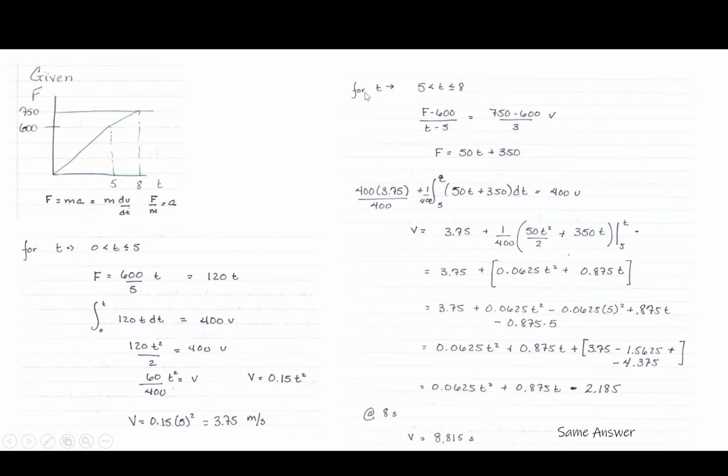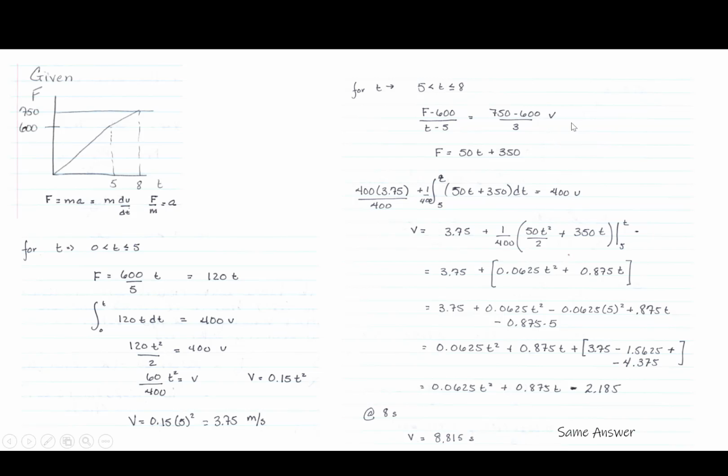Now I'm going to go through this same part, but remember this time I've got to account for where I start and where I finish. So I'm going to end up with this particular portion of it, doing the same type of analysis. I'm going to solve for my velocity here, and at 8 seconds, when I plug in time, I end up with my velocity value being 8.81 meters per second, which is the same answer that I got from looking at it by doing the area under the curve.